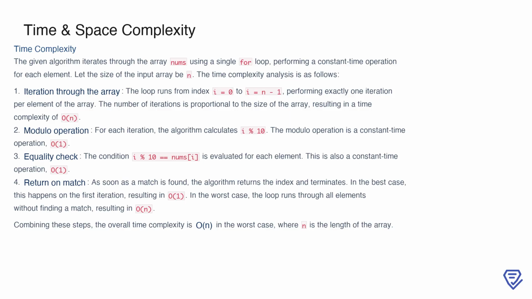Additionally, if a match is found, the algorithm immediately returns the index and stops. This means that in the best-case scenario, where the first element satisfies the condition, the algorithm terminates in O(1). However, in the worst-case scenario, where no match is found, the loop runs to completion, resulting in O(n). Combining all these steps, the overall time complexity of the algorithm in the worst case is O(n).